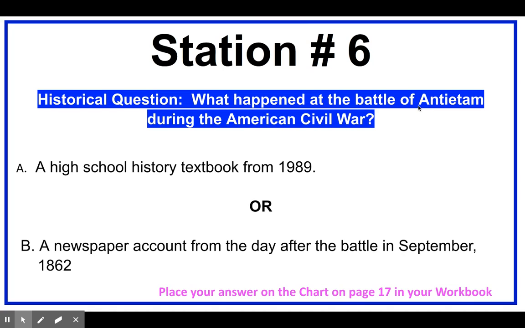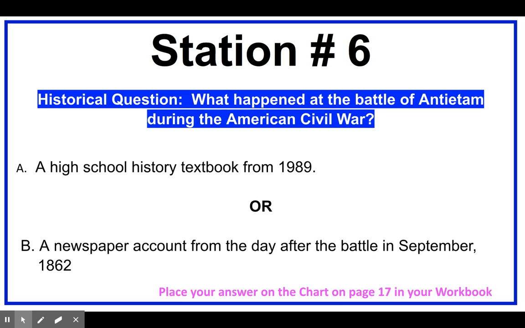So the question is, what happened at the Battle of Antietam during the Civil War, the American Civil War? The Battle of Antietam was the bloodiest single-day battle during the Civil War. So we want to know what happened. So would you use a high school history textbook from 1989? Or would you use a newspaper account from the day after the battle in September 1862? Which would you use? This one's a little harder. So source A is the textbook and source B is the newspaper article.